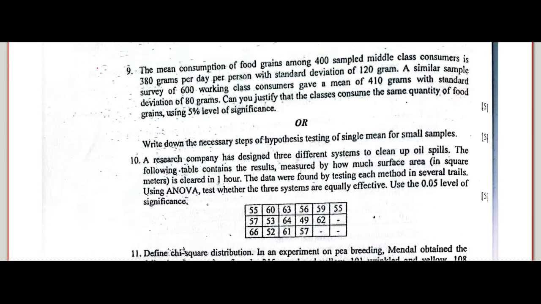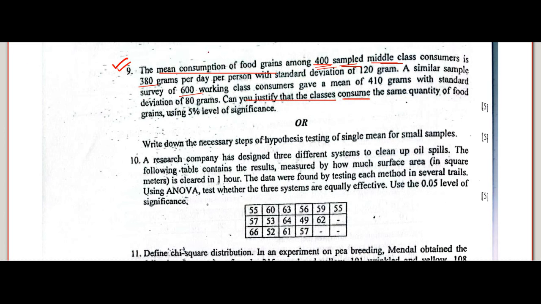Okay, let's go for another question paper. In this question paper, the first question that I see is the mean consumption of food grains among 400 sampled middle class consumers is 380 per gram, etc., etc., etc. Can you justify that? The classes.